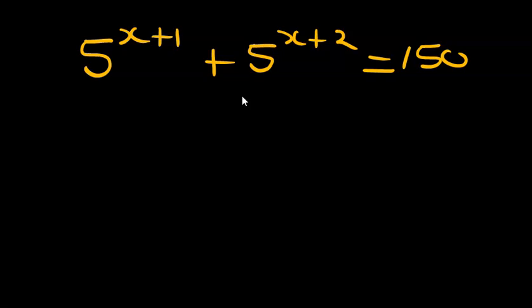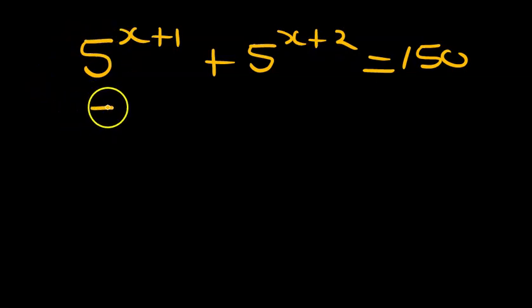In this tutorial, I want us to solve the following exponential equation: 5 to the power x plus 1 plus 5 to the power x plus 2 is equal to 150. Okay, what we need to do here first is to separate this 5 to the power x plus 1 and this 5 to the power x plus 2. Okay, let us do that.